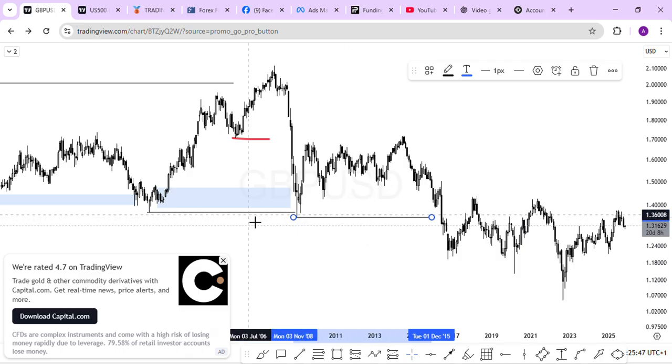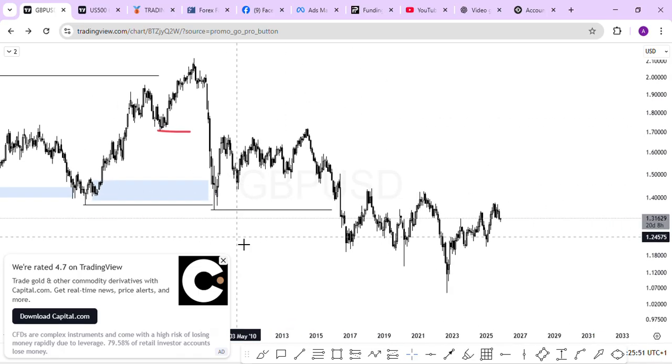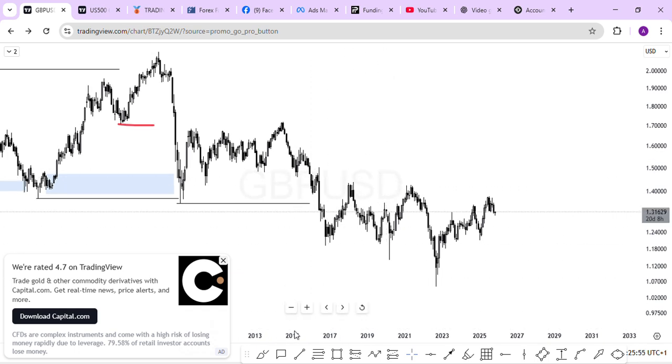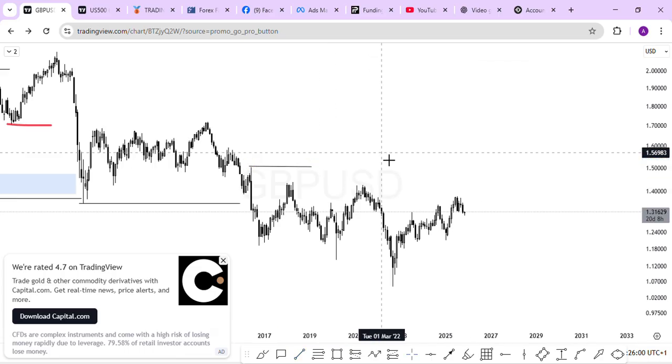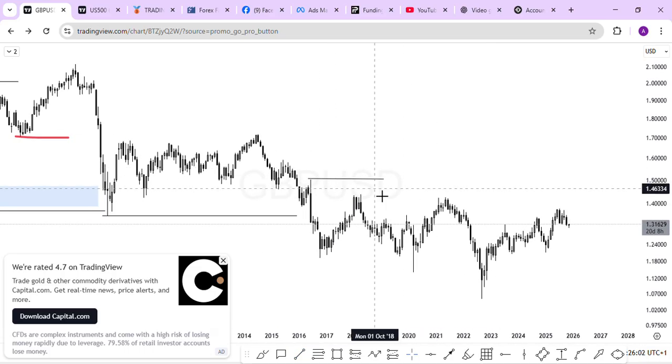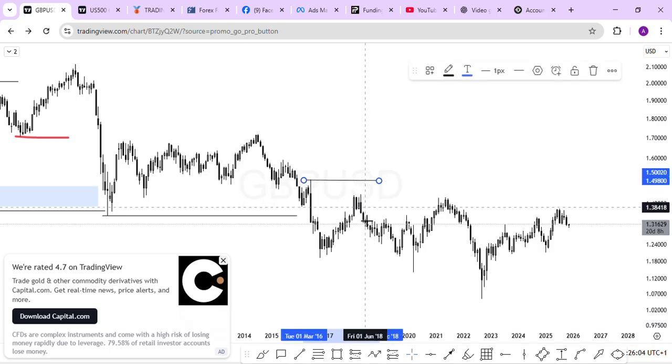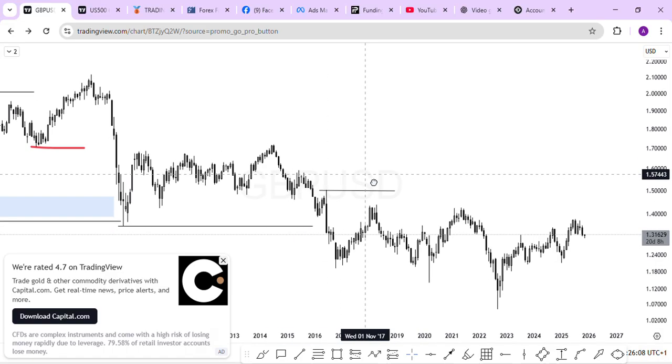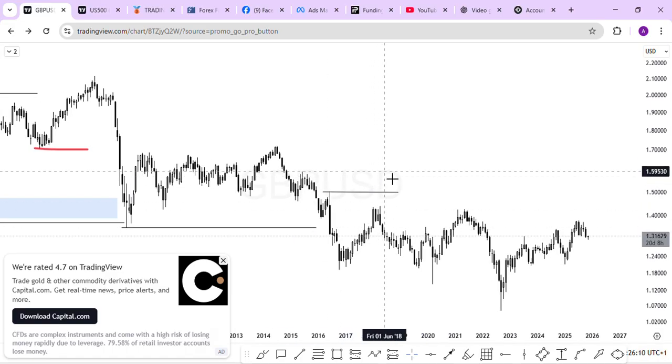This is a change of character for this structure that we had. So then what is the market supposed to do? We are expecting the market to probably come back for this inducement. If you can see it clearly, we are expecting the market to come back, because this is the last pullback before this change of character confirmed. So we are expecting the market to come back for this inducement.